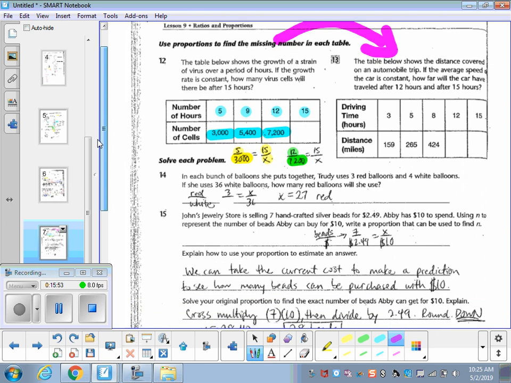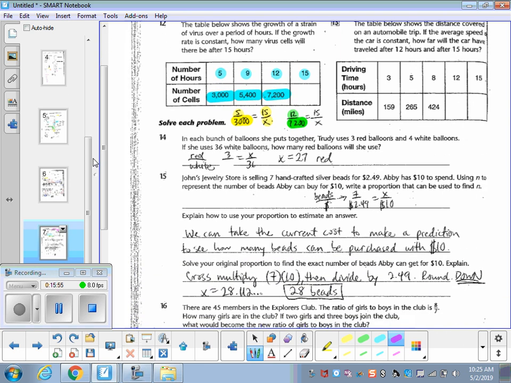Okay? Now for number 14, this is me now reviewing with you guys at this point how to take some of the information from the word problems and create a proportion. In number 14, in each bunch of balloons that she puts together, Trudy uses 3 red balloons and 4 white balloons. So for every 3 red balloons, she uses 4 white balloons. If she uses 36 white balloons, how many red balloons will she use?